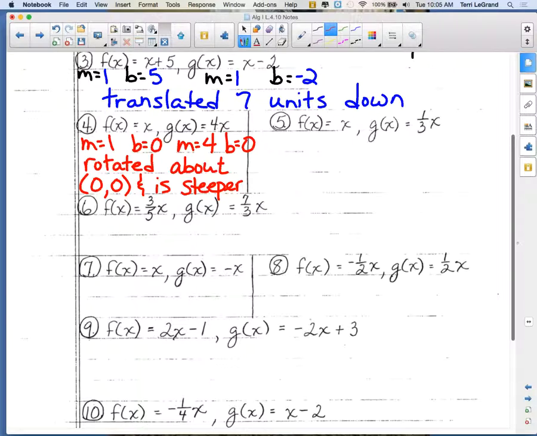Now, did the y-intercepts change? Because we have to look for that too. Did the y-intercepts change? No. Since they didn't change, that means there was not a translation. Okay, we're going to look for all those things. Okay, number 5, go ahead and do it. What do you think about that one?